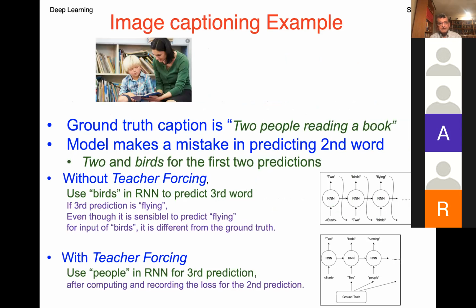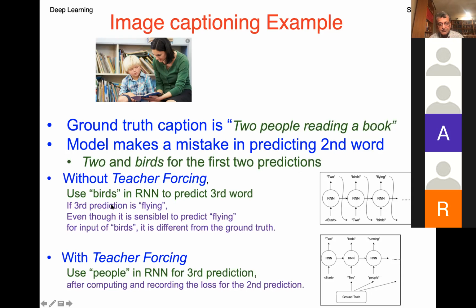Image captioning example. Okay, we have a teacher and a student in this picture. The ground truth caption is two people reading a book. Supposing we have a model which is predicting these words. Maybe we're doing machine translation and we're supposed to get 2 as output. It got 2, but instead of saying people, it said birds for the first 2 predictions.